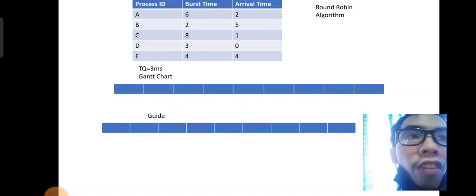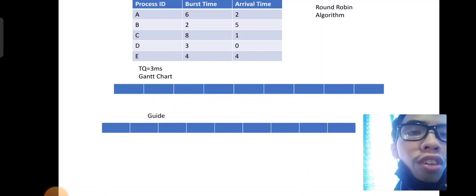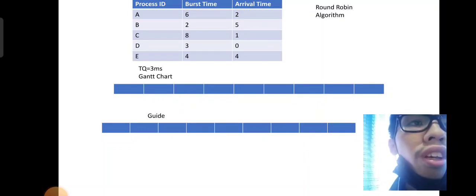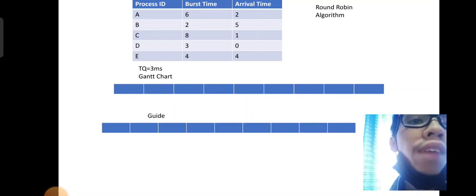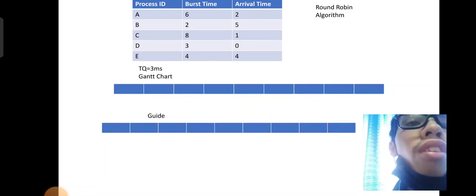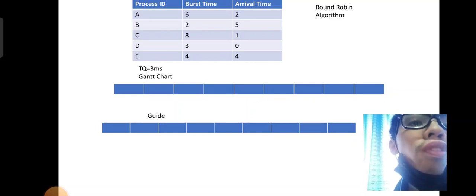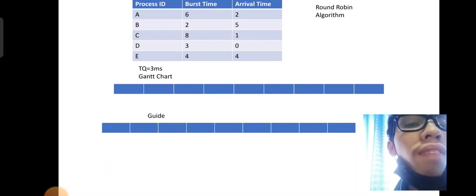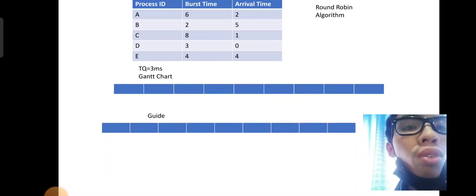When we say round robin algorithm, it is a preemptive version of first come, first served. It has a time quantum or time slice, whose role is that every process that enters the CPU is only given a maximum of 3 milliseconds to stay in the CPU, in order for other processes to enter the CPU. Now let's get started.